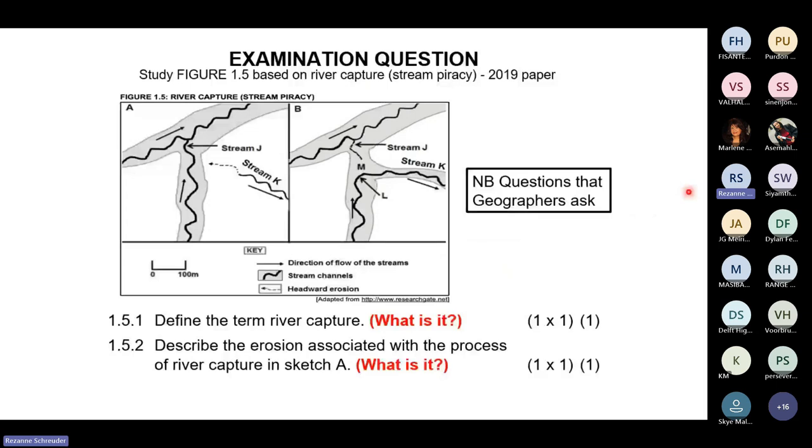Right. So this is a question based on river capture. And very important, the questions that geographers ask: define the term river capture. What is it? Describe the erosion. So what is river capture? And then what causes it?